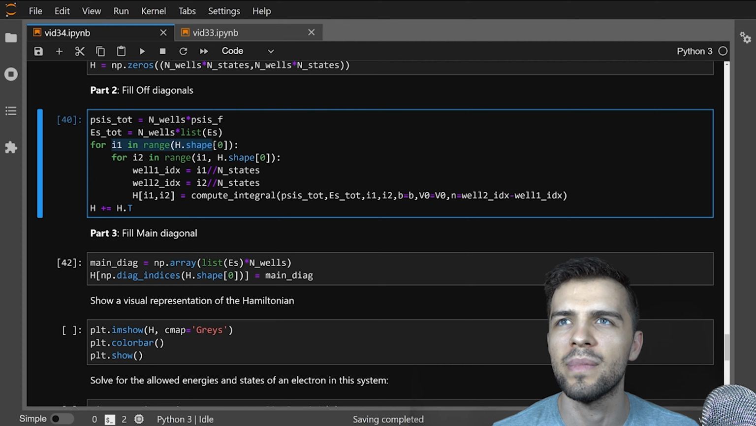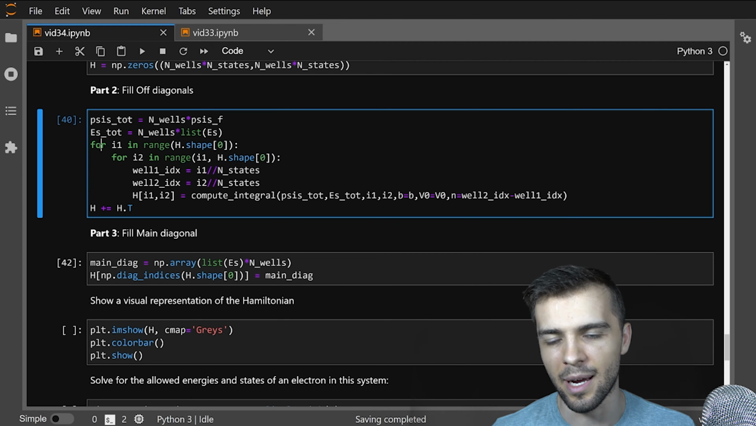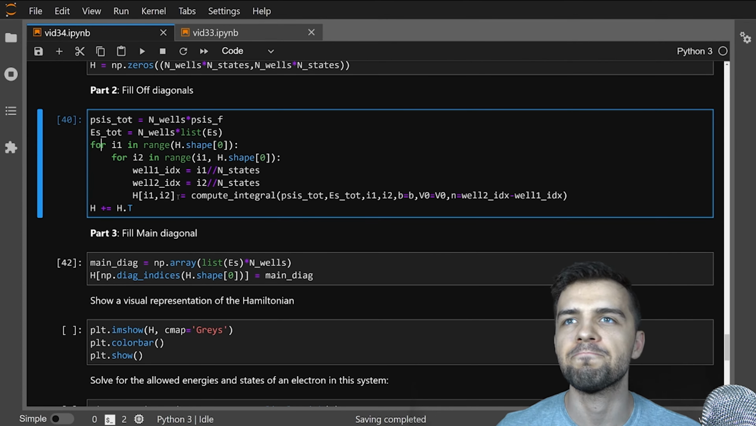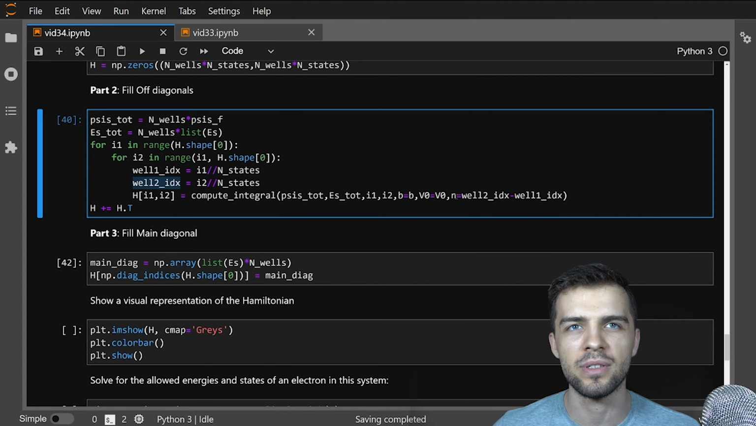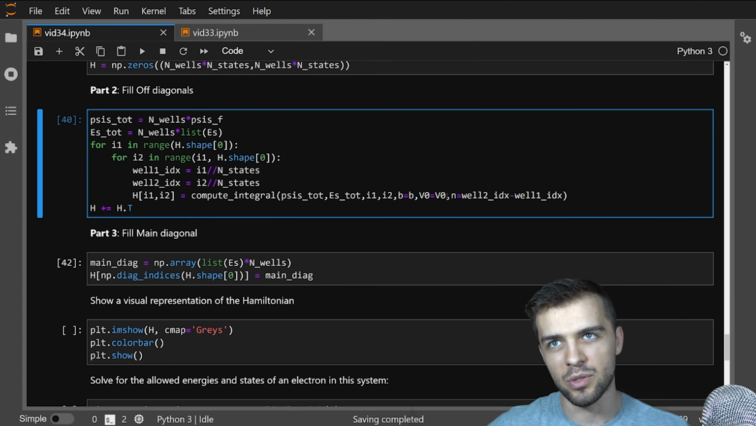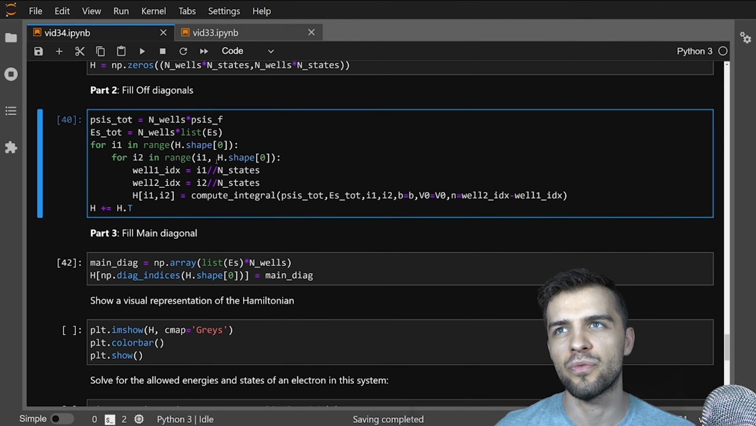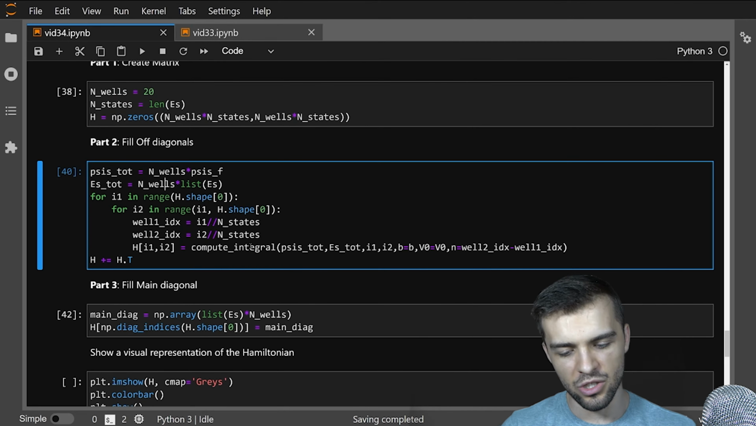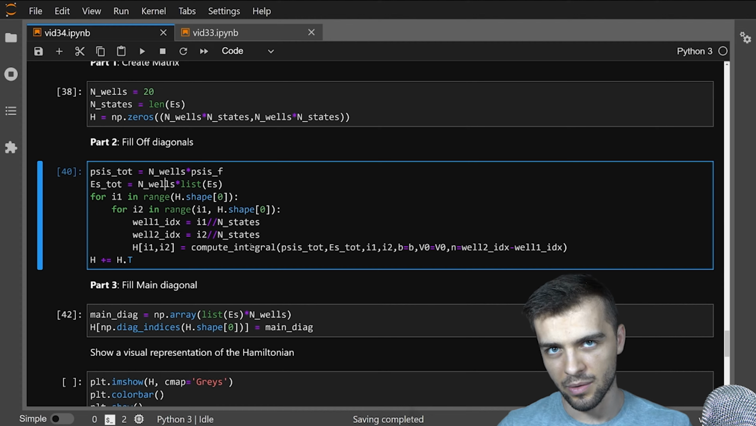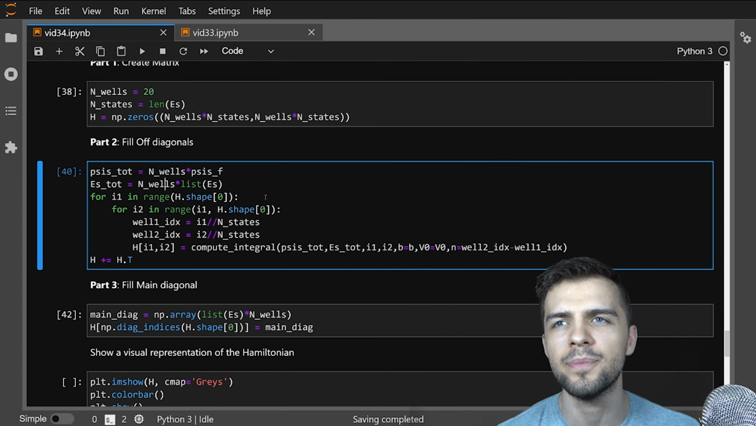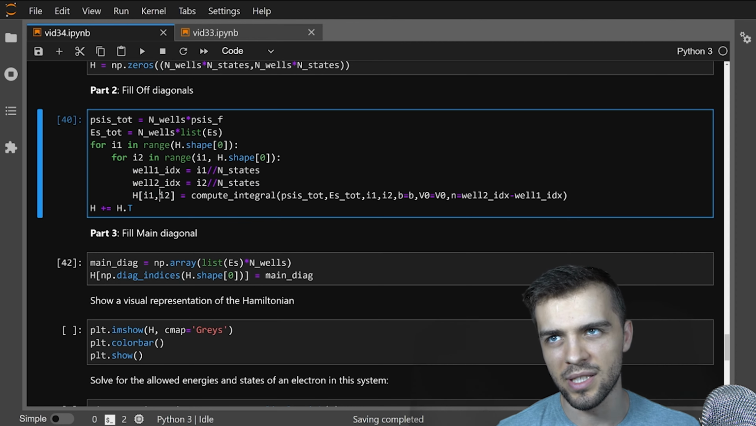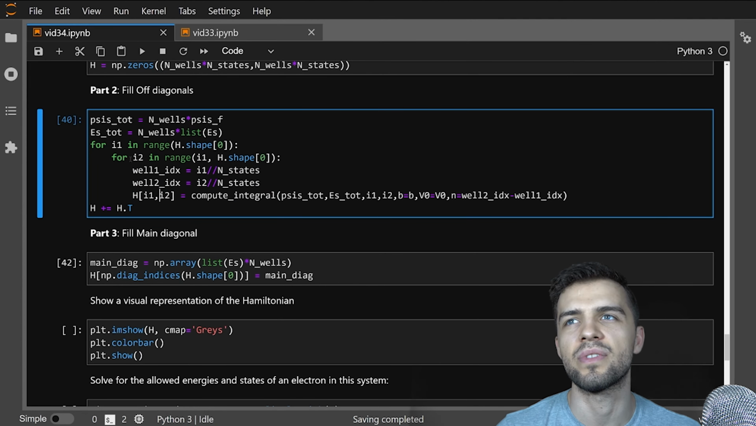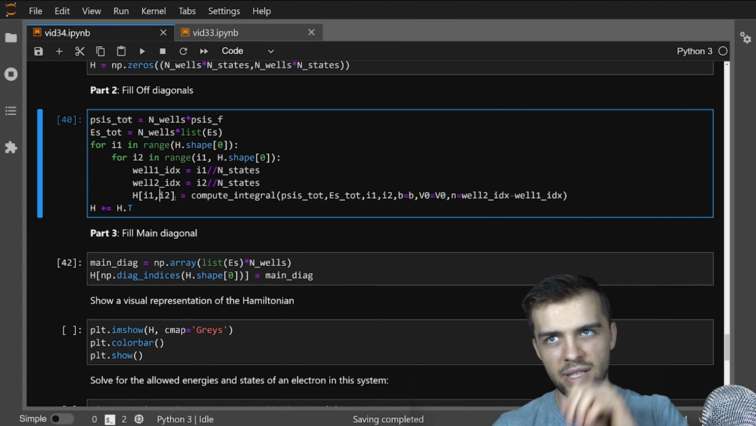I'm looping through the upper triangular portion of the matrix. I get my well 1 and my well 2 index. These are important because this gives the spacing between the two wells. It's not super clear with the case of one well, so I'll come back to this when I go to my next example. Then I fill my Hamiltonian with my two indices. This is the location of the point in the Hamiltonian.